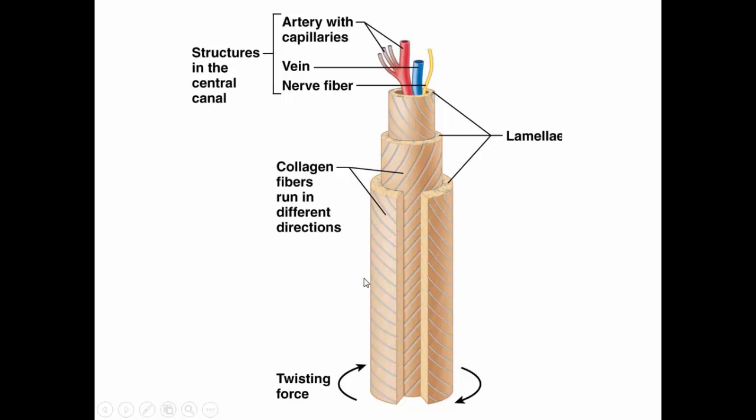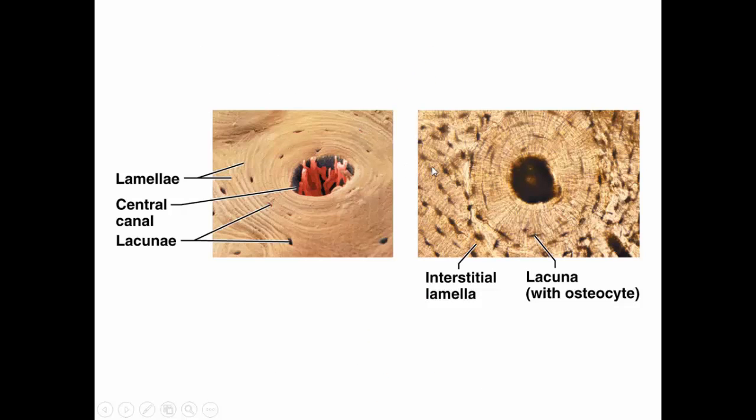You can see that if we twist in one direction, we would have resisting fibers. Twist in the other direction, different fibers would resist. This is an actual bone. Here is a slide of bone that's been stained. Here is the central canal with the blood vessels and the nerves. Here are the osteocytes, and each little ring here is part of the lamella.